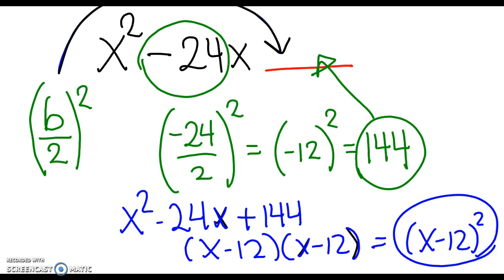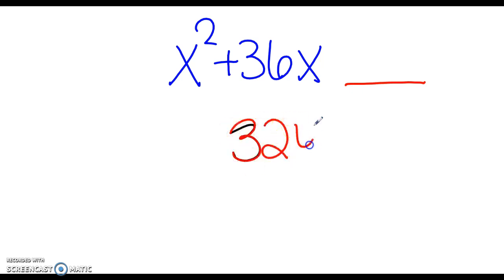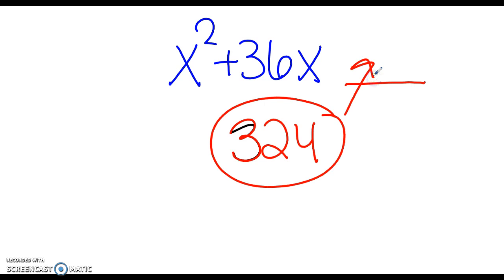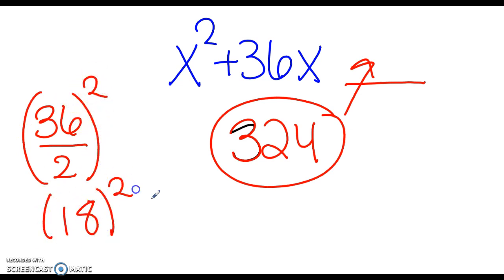So I want you guys now again to try this problem. And I want you to complete the square. If I give you x squared plus 36x. So, hopefully you got 324. Again, you can take your b value, cut it in half, and square it. So this is 18 squared, which is 324.